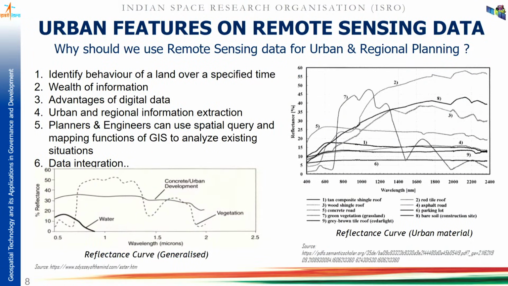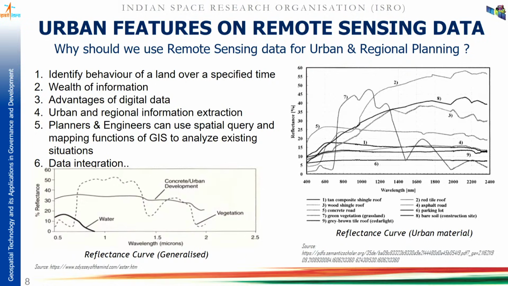So you see, why should we use remote sensing data for urban and regional planning? The first thing is we can identify the behavior of a land over a specific time. So we can monitor especially the temporal land cover changes that have taken place, and this provides us with a wealth of information. Secondly, this data is digital, so we can easily process it using various software or machine learning algorithms. And then transmitting of this data is very easy.